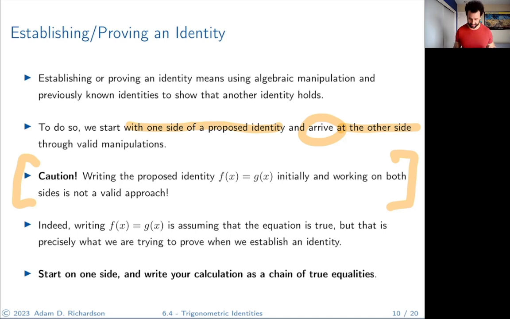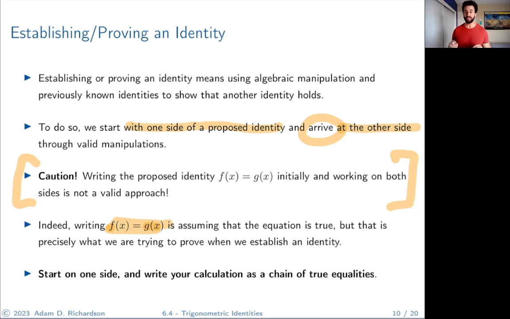And it's because of this fact. When you write down an equation like this, you're assuming that it's true, at least for some values of x, right? But if you're assuming that it's true when we're trying to prove an identity, you quite literally just assumed the thing that you're trying to prove. So that's not a proof, right? A proof is not saying, well, assume it's true, then it must be true. That doesn't make any sense.